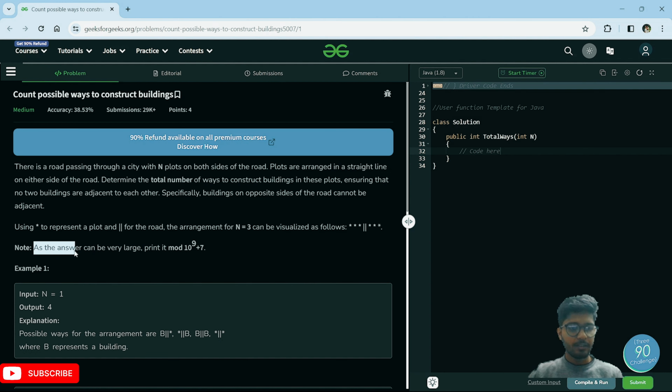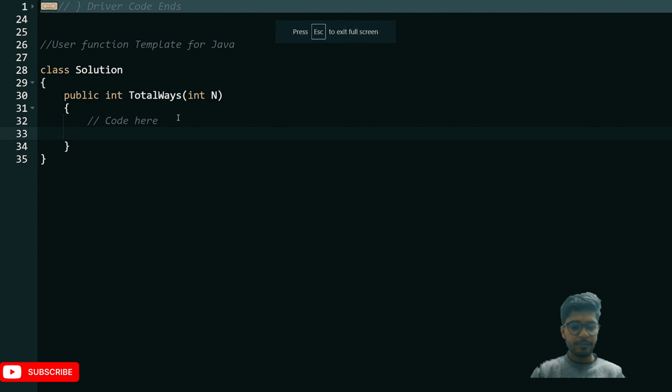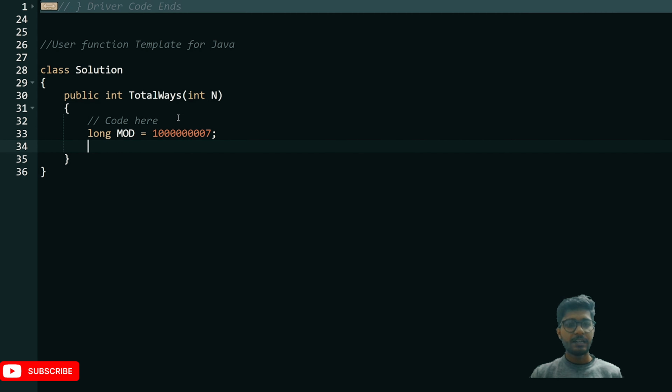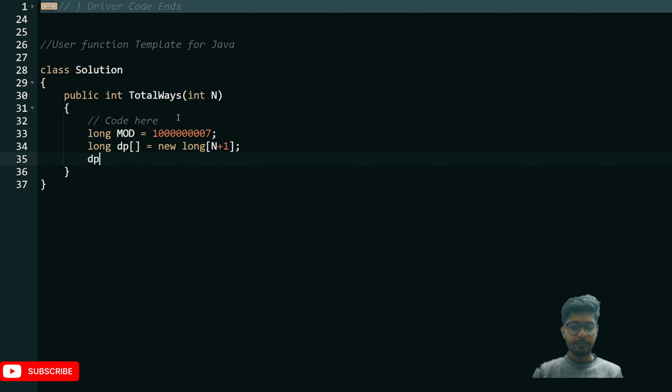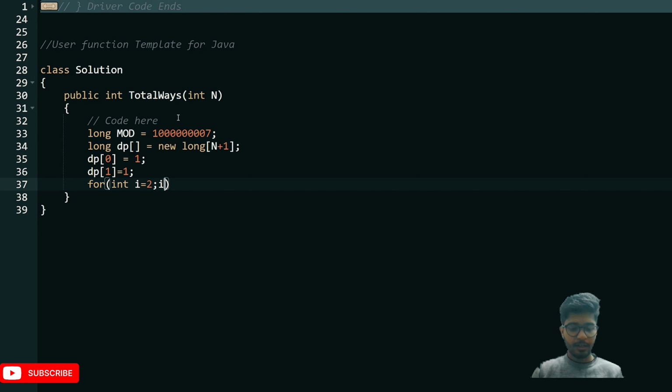In the question it is stated that the answer can be very large, so print it modulo 10 to the power 9 plus 7. So we will take this value in a variable, long mod equals to that. Then we will take a dynamic array which will store the number of ways to construct buildings on each side of the road. So let us create an array, long dp equals to new long, and the size will be n plus 1. For the base cases, we will add 1 at the 0th and first index of the dynamic array. Now we will start iterating from the second index, with i less than or equal to n, and i increasing by 1 after each iteration.